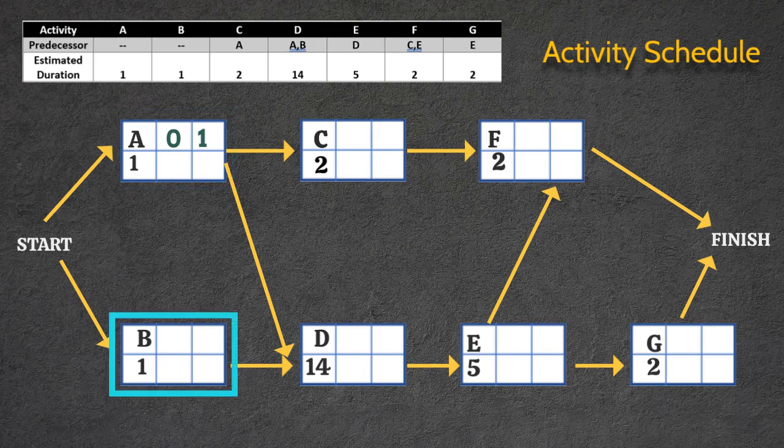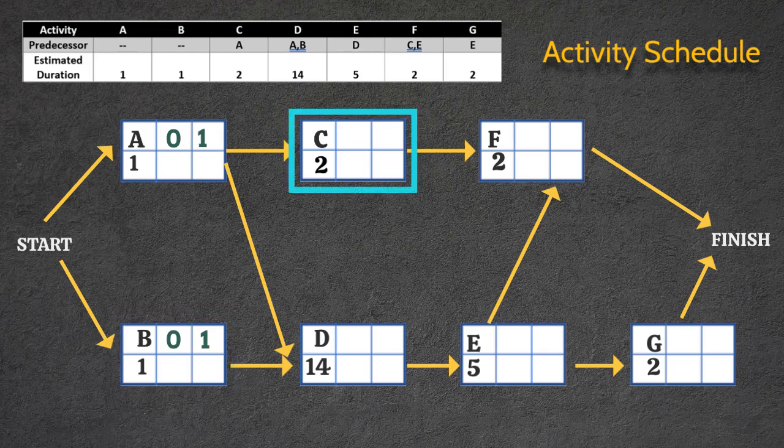Activity B also has no predecessor like activity A, therefore the earliest start time will be 0 and the earliest finish time will be 1 plus 0. That will give us a 1. Next, activity C needs A to be completed before it can start. Since the earliest finish time for activity A is 1, then the earliest start time for C will also be 1. To calculate the earliest finish time for C, we will add 2 plus 1. This will give us 3.